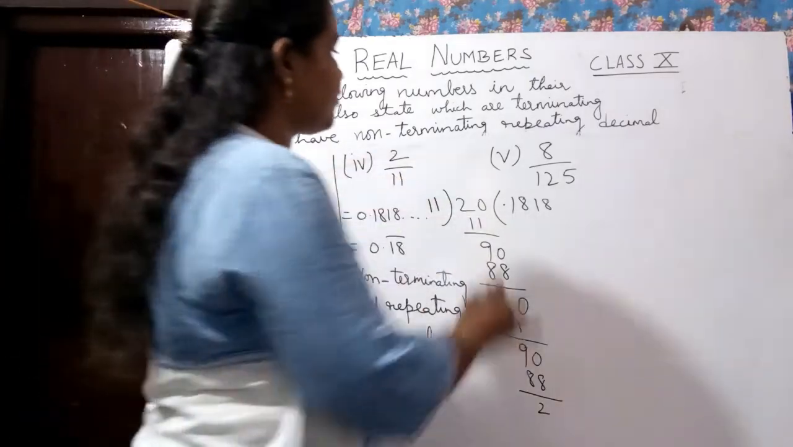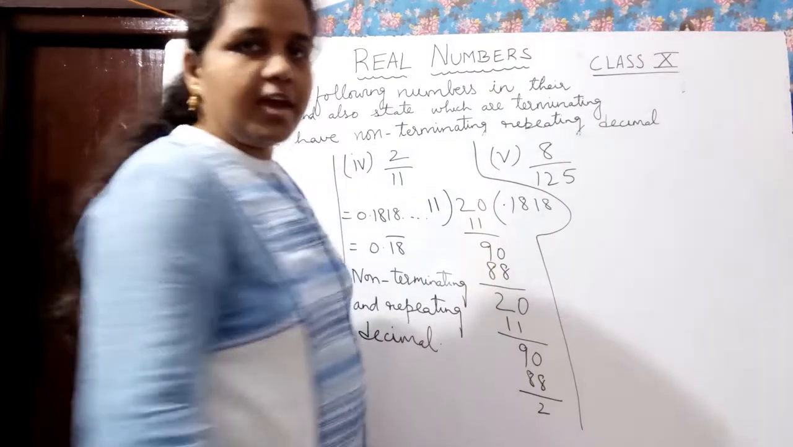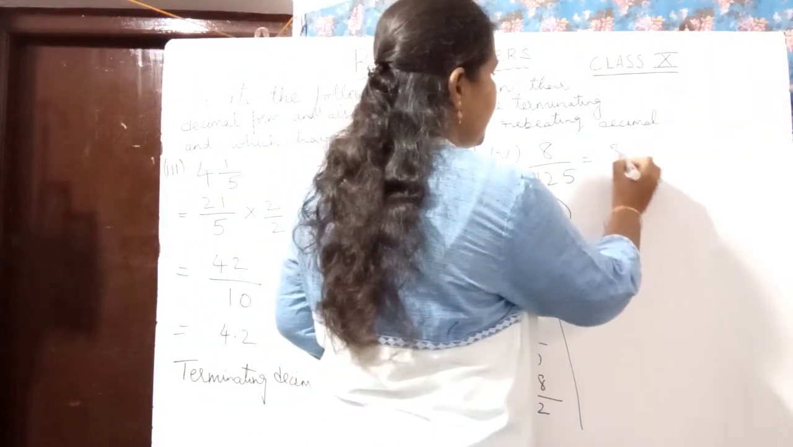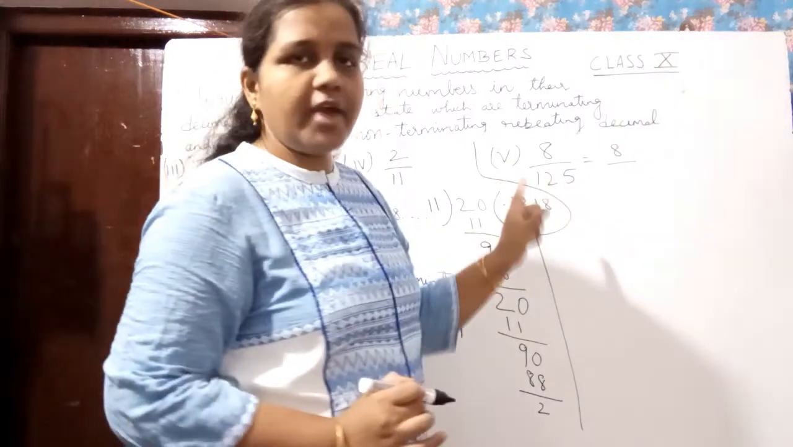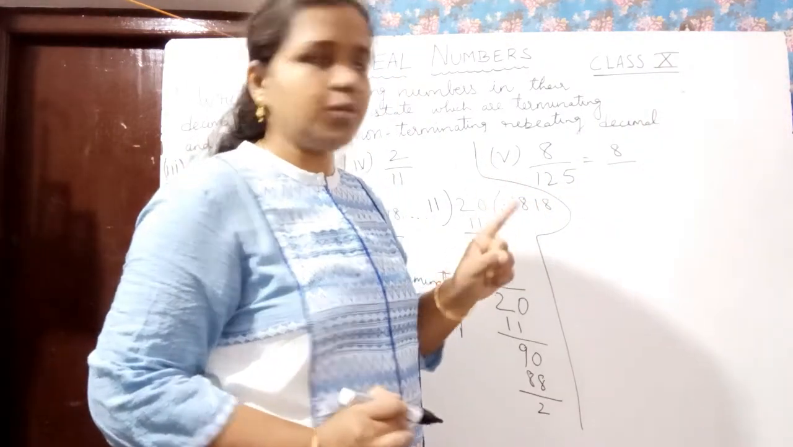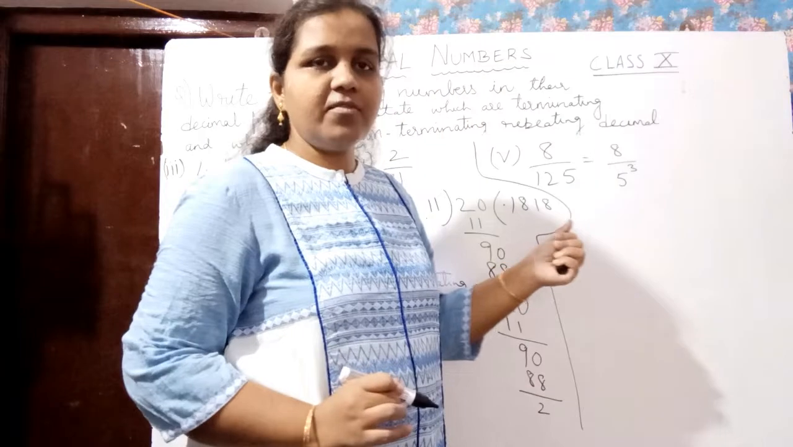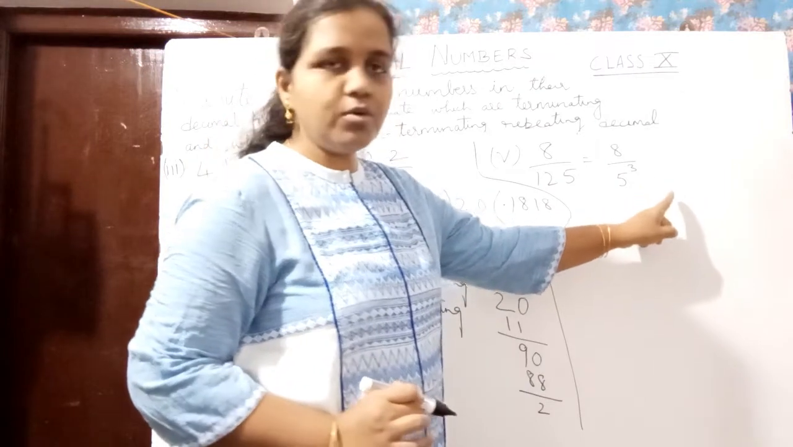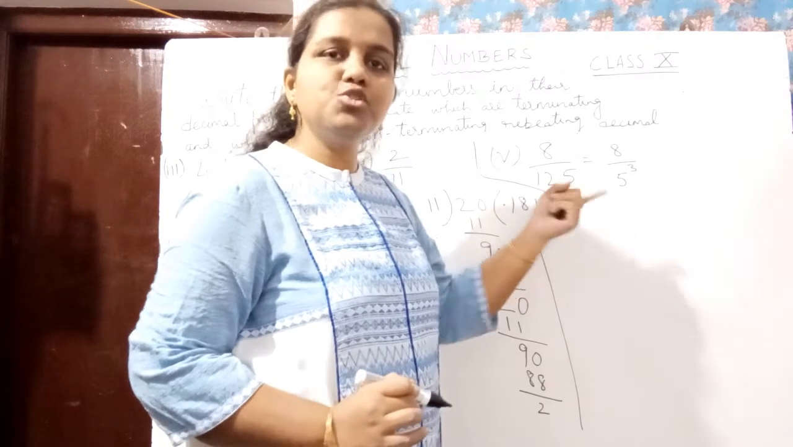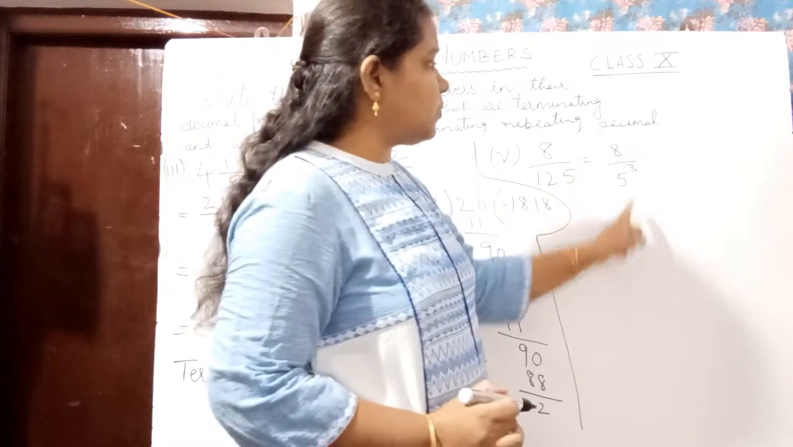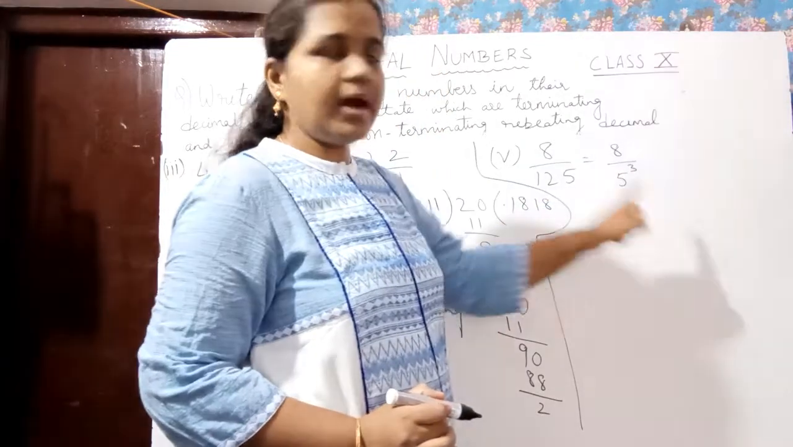Similarly, if you observe the fifth one, this is 8 by 125. 8 by 125 can be written as 8 by 5 cube. 5 into 5 is 25, 25 times 5 is 125. Suppose if I just have 5, I can multiply this by 2 to make it 10. Because I have 5 cube, I will multiply this by 2 cube. So I will multiply 8 by 5 cube into 2 cube by 2 cube.